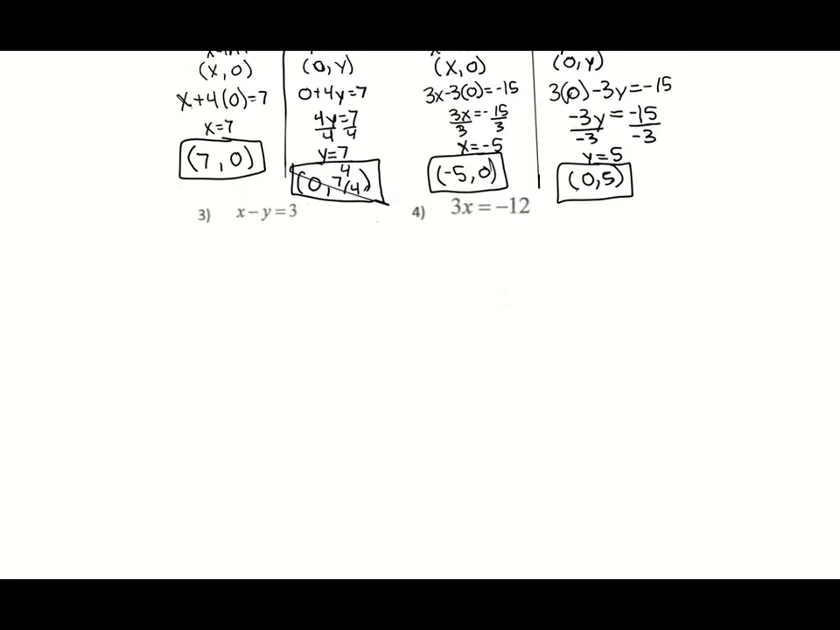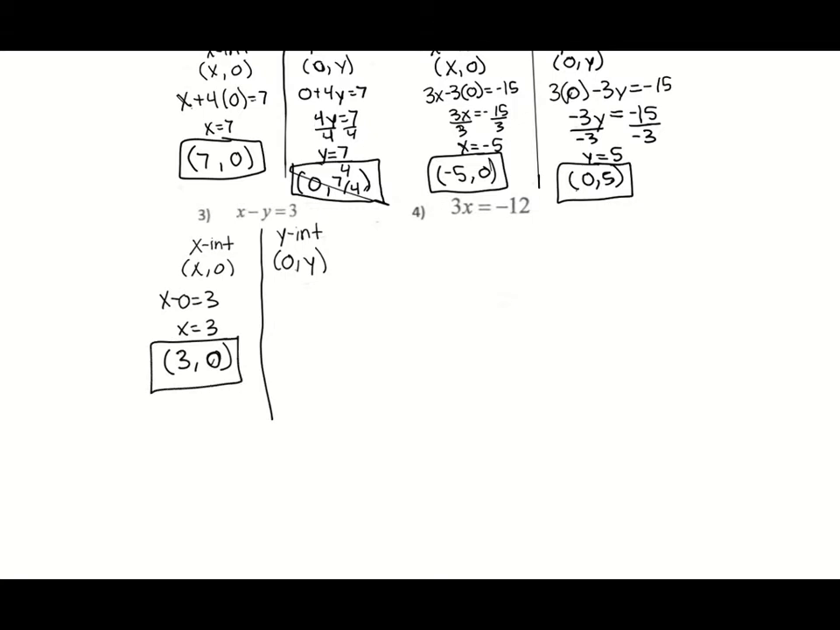Okay, and we got 2 more here, so let's look at this one. The x-intercept is x comma 0. The y-intercept is 0 comma y. Okay, we plug in 0 for my y. X minus 0 equals 3, which just gives me x equals 3. So my point is 3 comma 0. This is my x-intercept point.